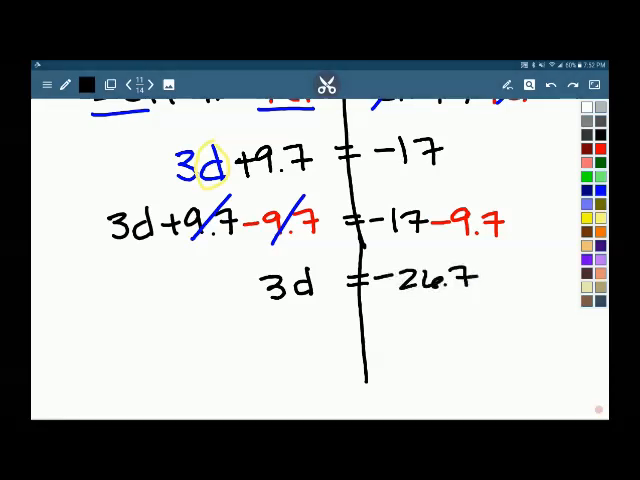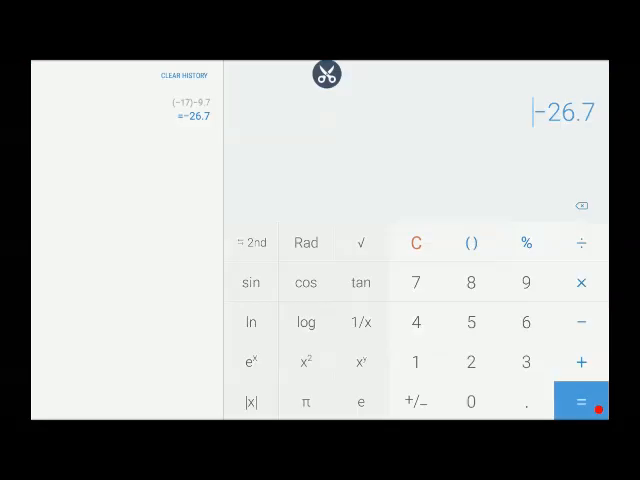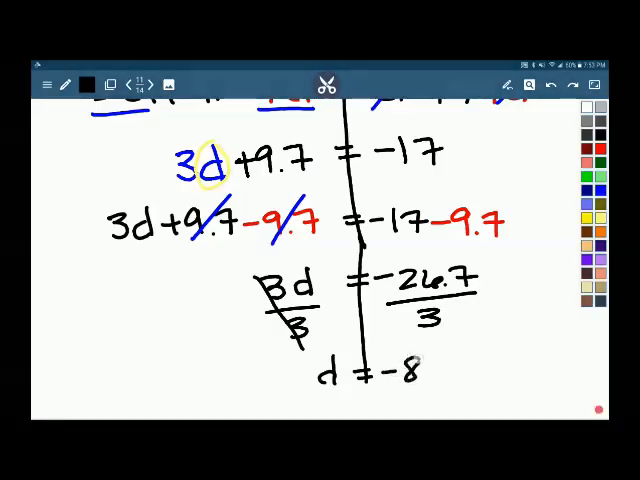And now I just have that one more step to go. The 3 is multiplying the d, so I need to divide by 3. And now I have that d is equal to, again, I would go to your calculator. All right, so I already actually have negative 26.7 in my calculator, so I'm just going to hit divide by 3 equals negative 8.9. And that would be my answer.